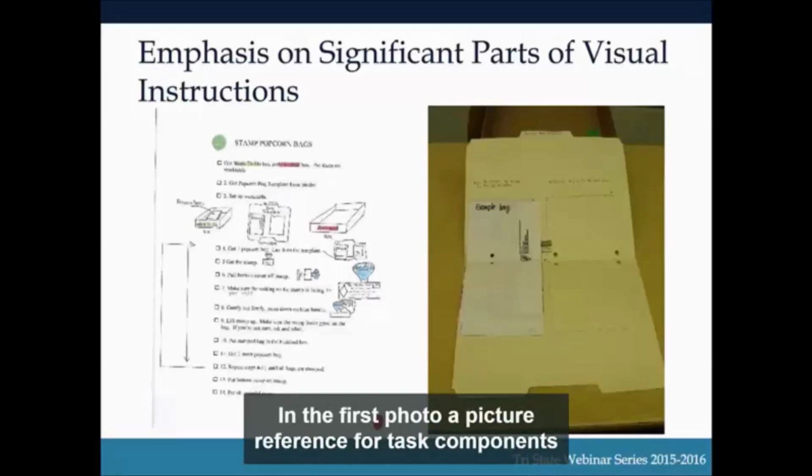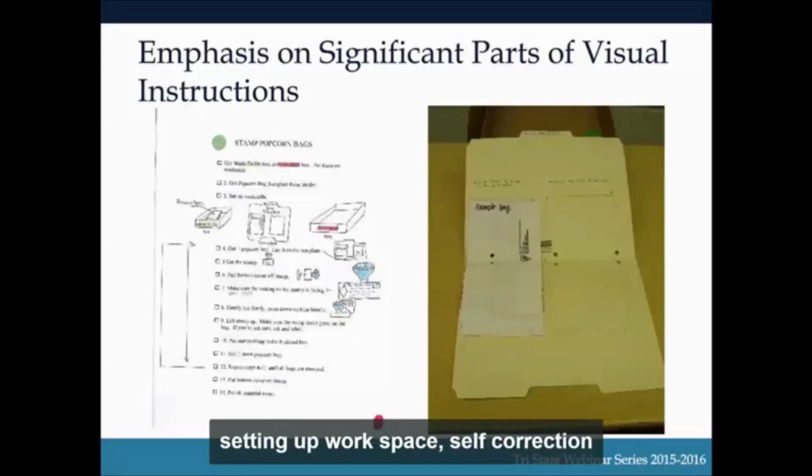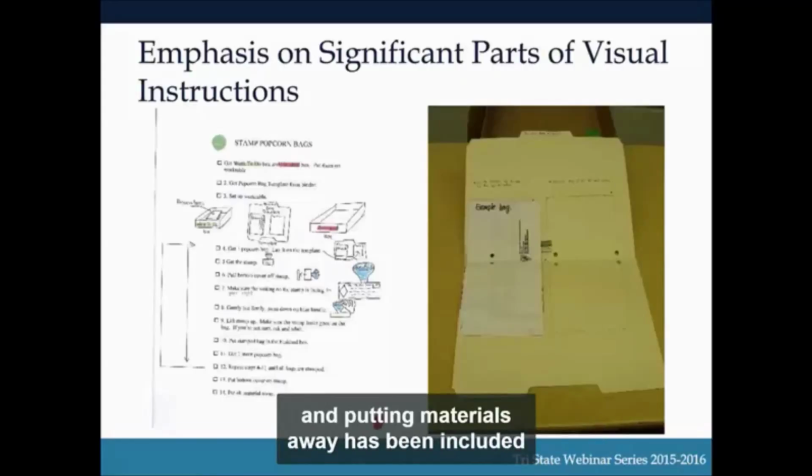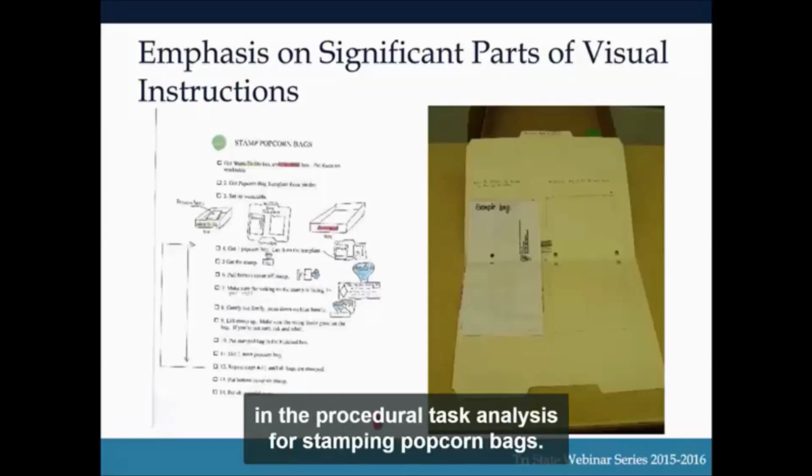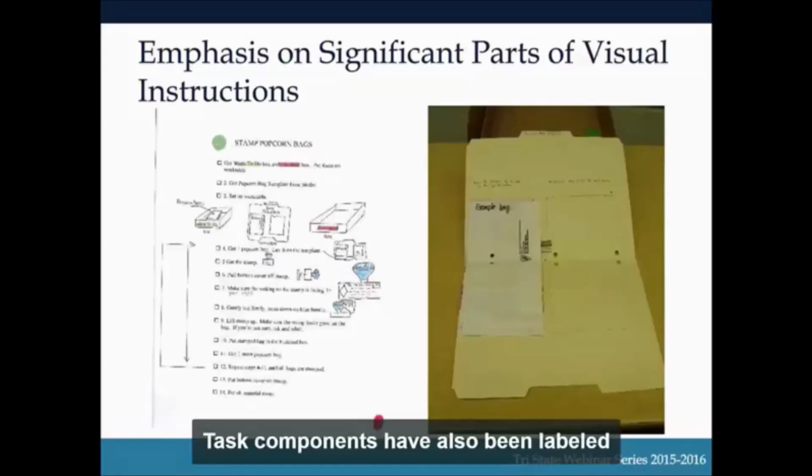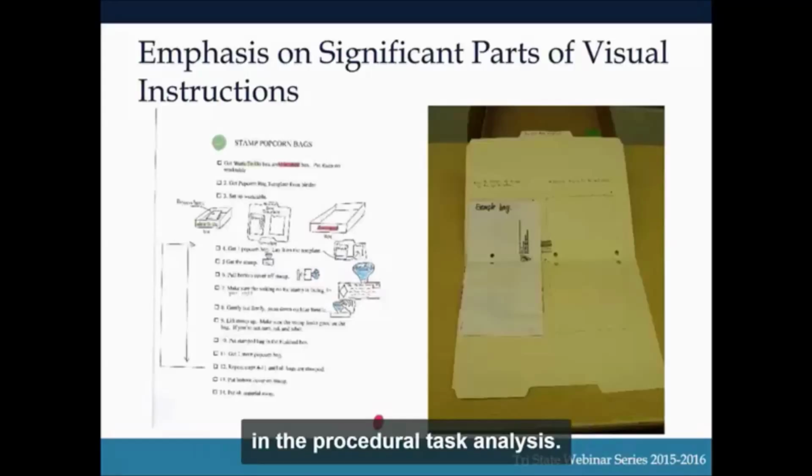In the first photo, a picture reference for task components, setting up workspace, self-correction, and putting materials away, has been included in the procedural task analysis for stamping popcorn bags. Task components have also been labeled to correspond with references included in the procedural task analysis.